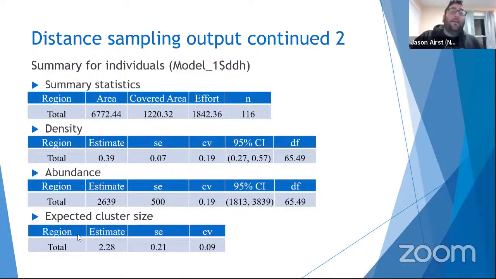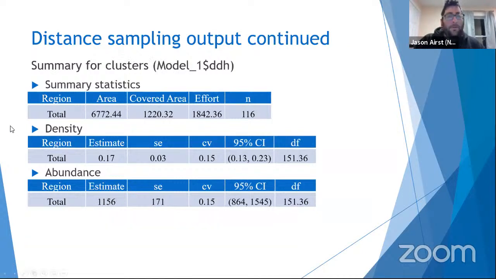And in the summary of individuals, we also get information about the average size of groups we're observing, which in my case was 2.2 moose per group. If you don't include the size information in the original table, then you're only going to get the summary of clusters, which does not include the average size of these clusters.